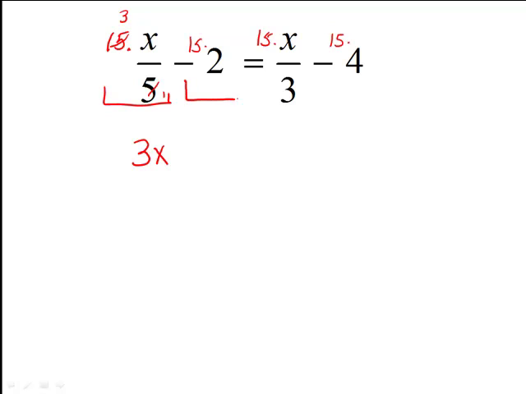Then we'll do the next group. There's no denominators there, so we'll just multiply. 15 times 2 is 30. The third group, we can simplify with a 3. 3 will go into 3 one time, and into 15 it will go 5 times. And 5 times the x is 5x. And the last group, no denominators, so we'll just multiply. 15 times 4 is 60.